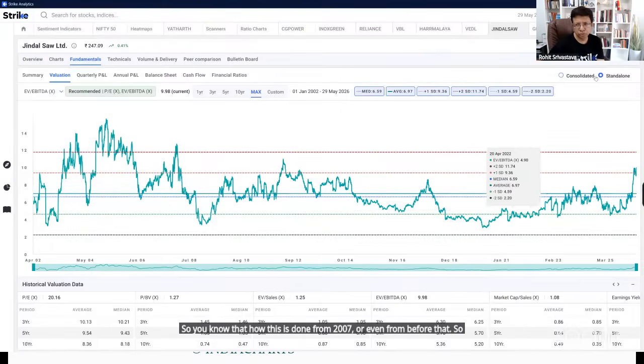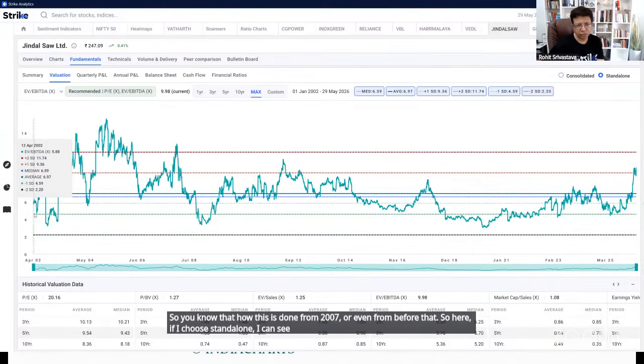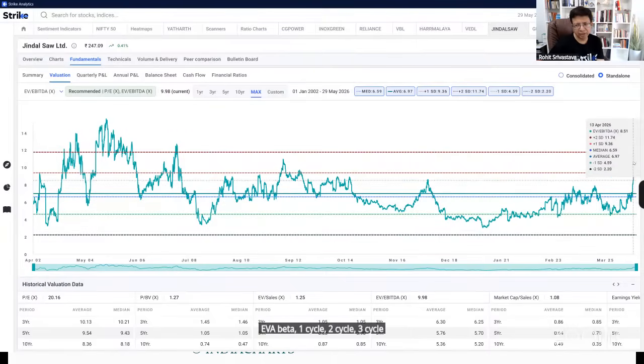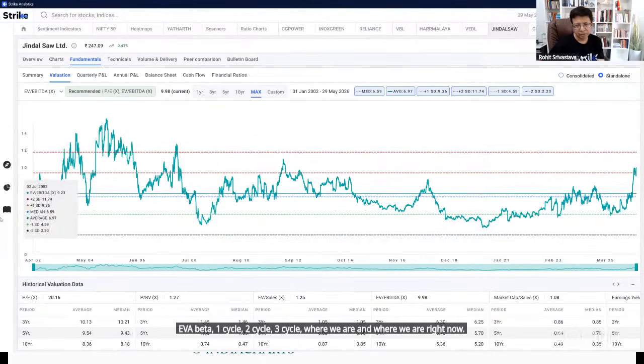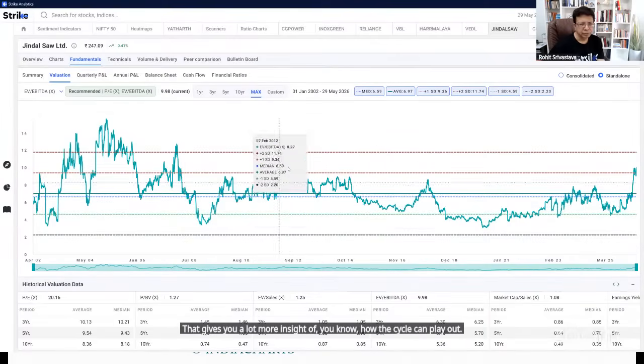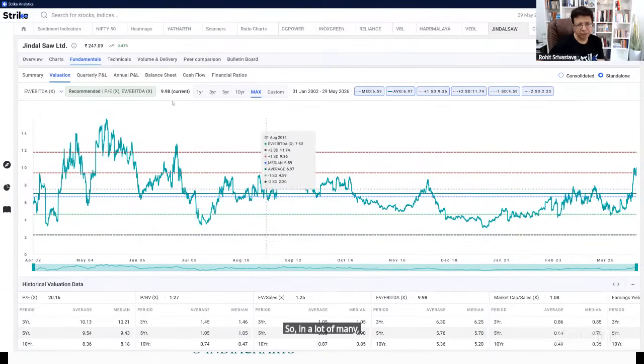So here, if I choose standalone, I can see all the way from 2002 EV by EBITDA, one cycle, two cycle, three cycle, where we were and where we are right now. That gives you a lot more insight into how the cycle can play out. So, well, and a lot of many other things.